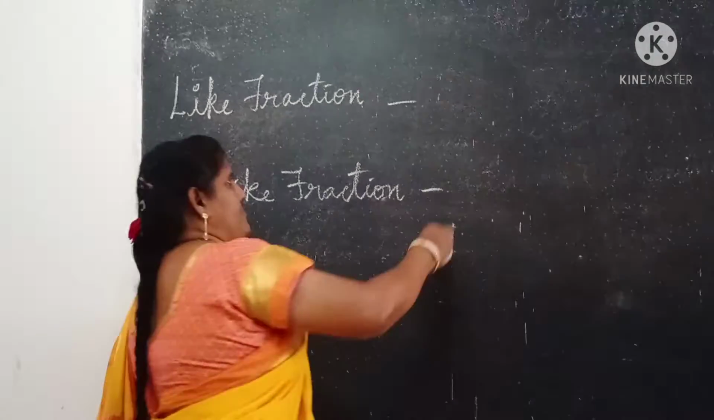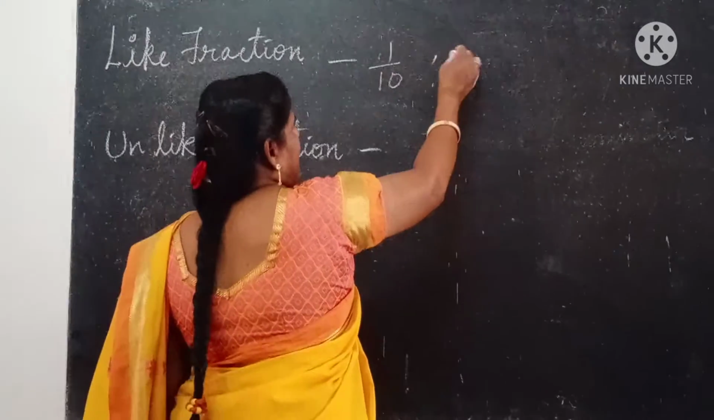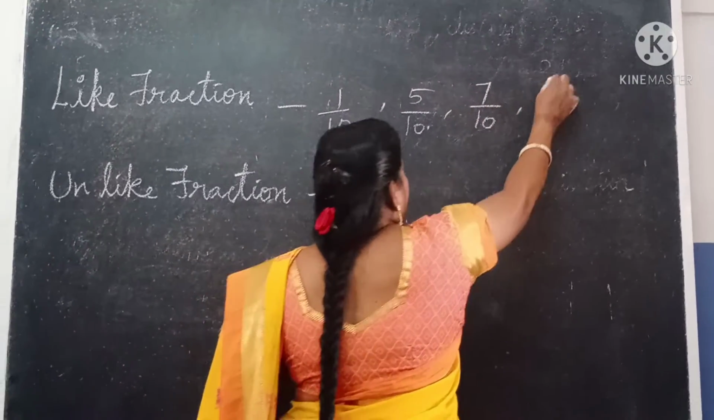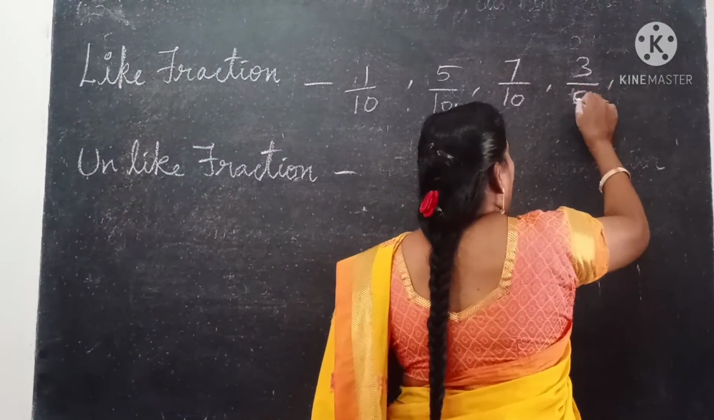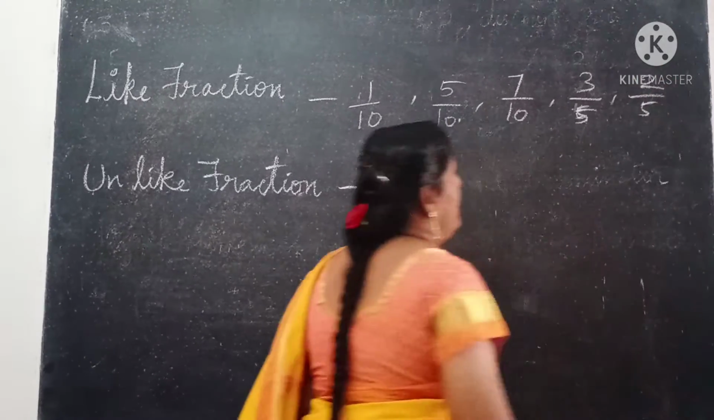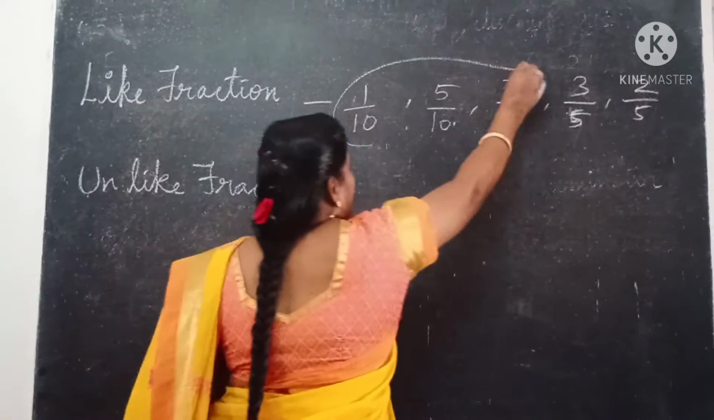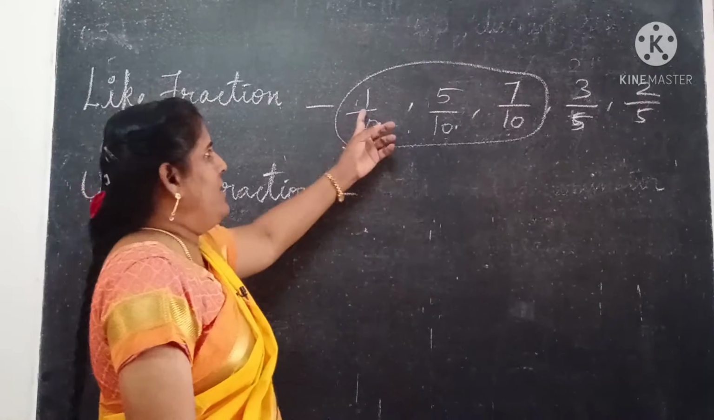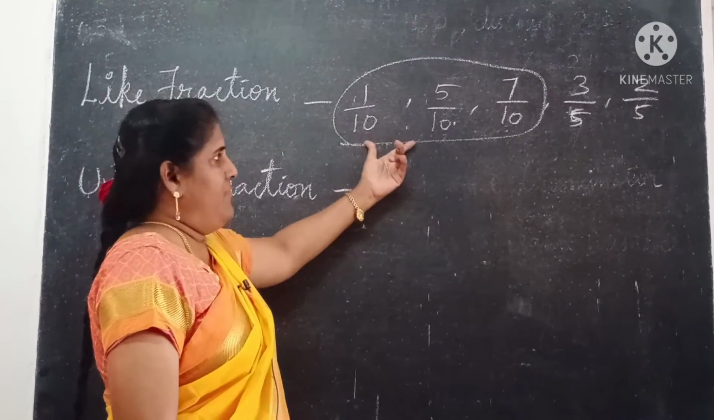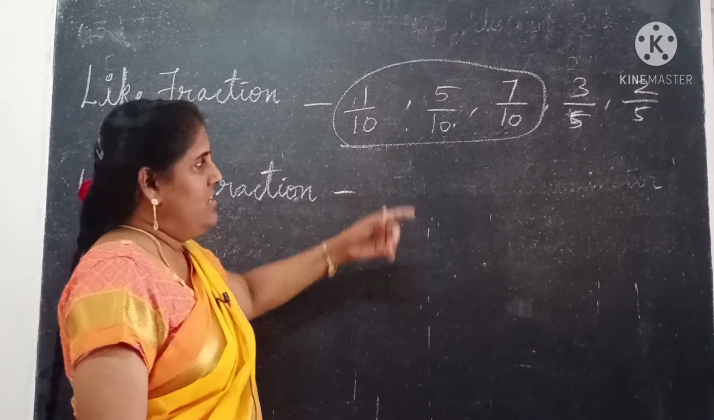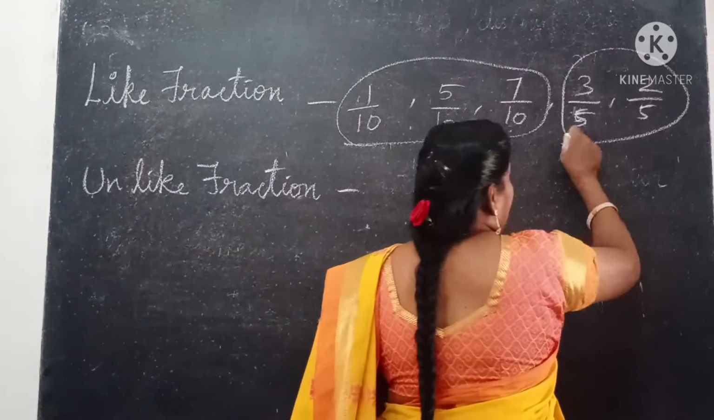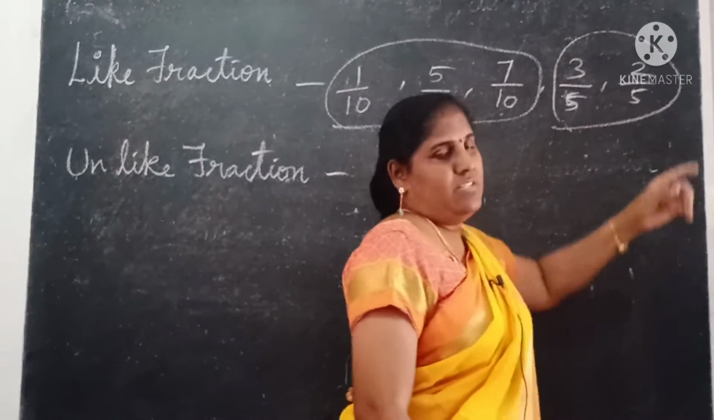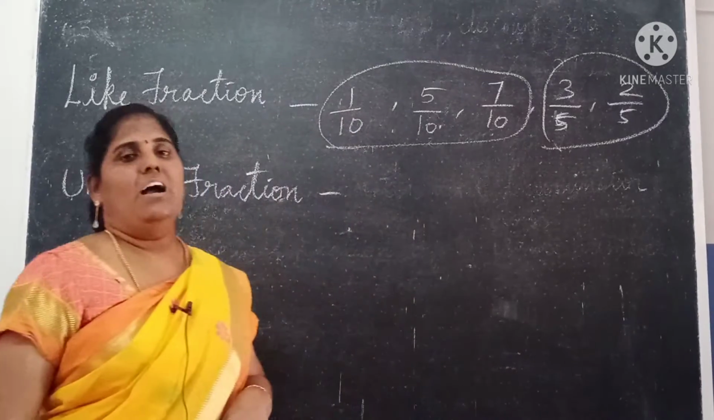For example, 1 by 10, 5 by 10 and 7 by 10, 3 by 5, 2 by 5. See, first take these 3. In this, all the denominators are same. If the denominator is same but numerator is different means that type of fractions are called like fraction. So these two also are like fractions, 3 by 5, 2 by 5. Denominator is same but numerator is different means that type of fraction is called like fraction.